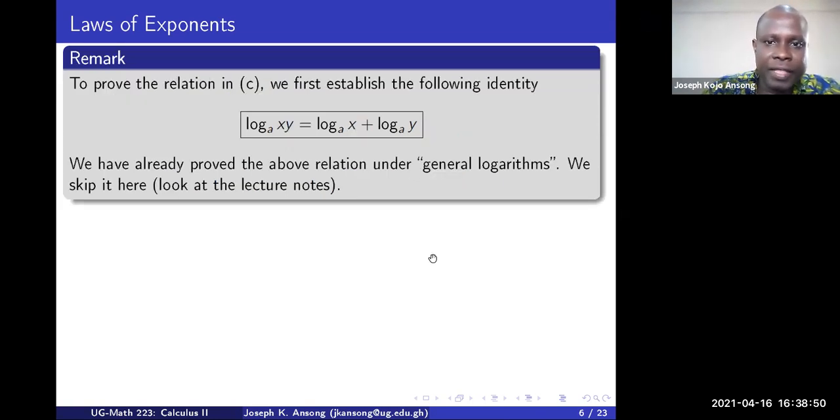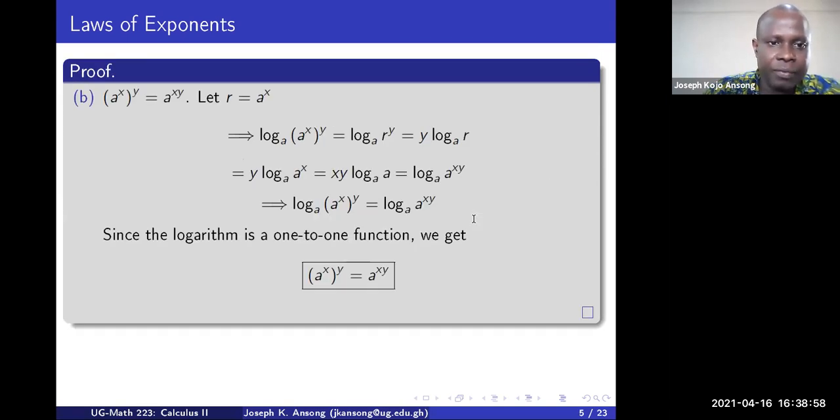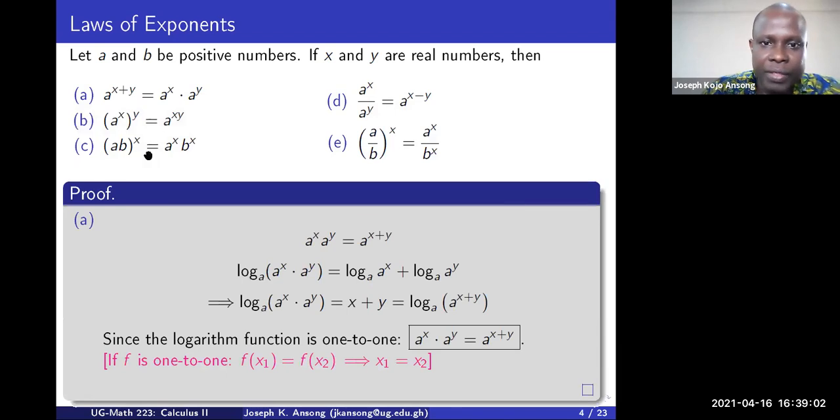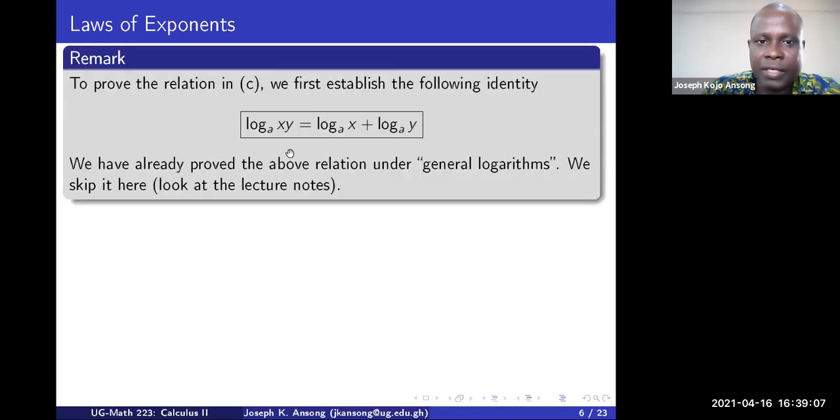To prove the third one, C, which is this, we're going to use a relation that we've seen before. To prove it, we want to establish this, right? Well, we already know this from our study of logarithms. We know log to the base a of xy is the sum, right? Log a x plus log a y. So we're going to use this. You can look it up in the notes on logarithms. So we have this already, so apply it.